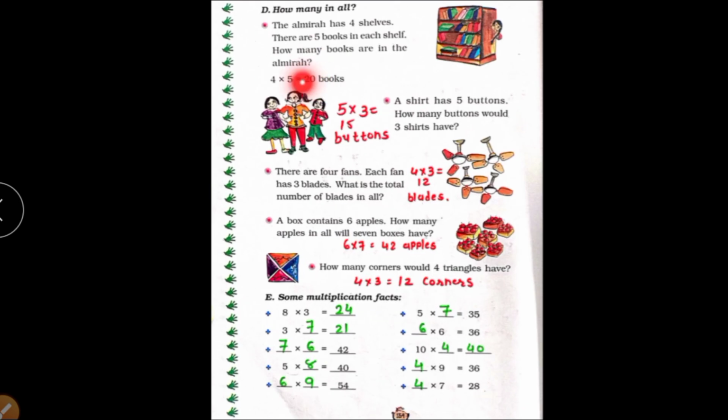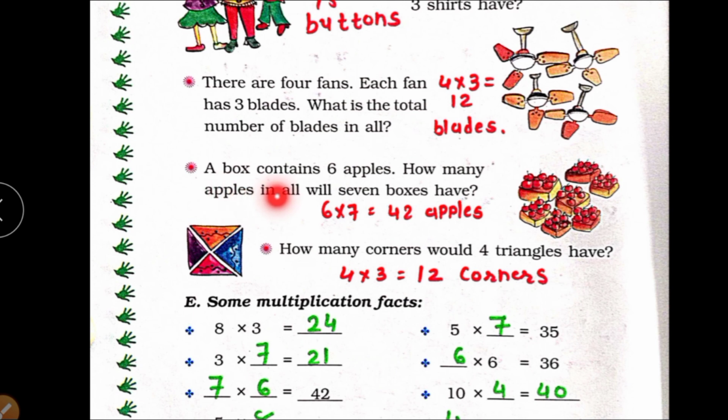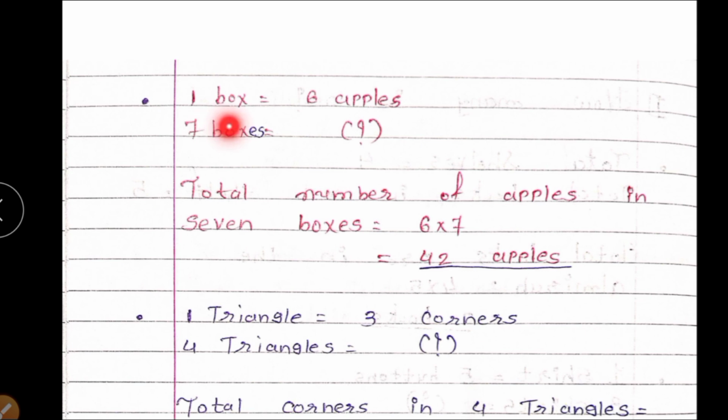Now next. A box contains 6 apples. How many apples in all will 7 boxes have? Okay. So you can write 1 box equal to 6 apples. Now for 7 boxes, how many apples? So total number of apples in 7 boxes equal to 6 multiplied by 7. 6 7s are 42. 42 apples.